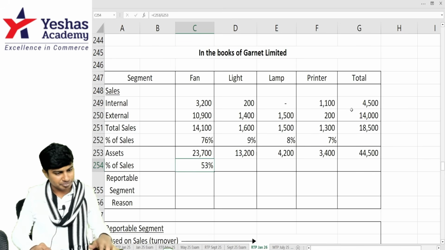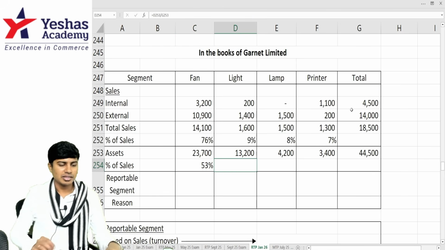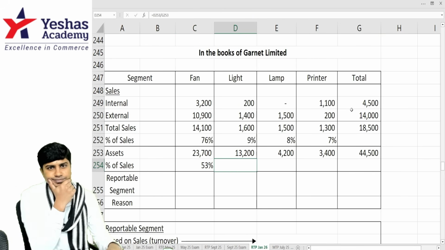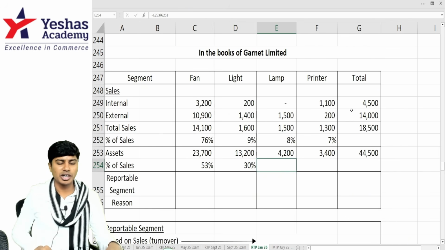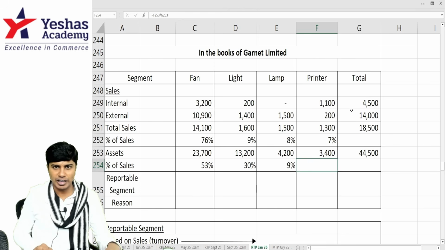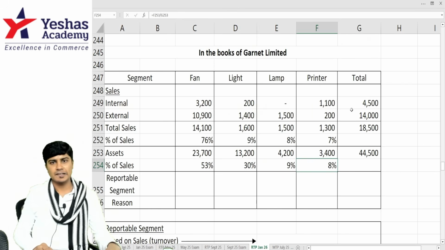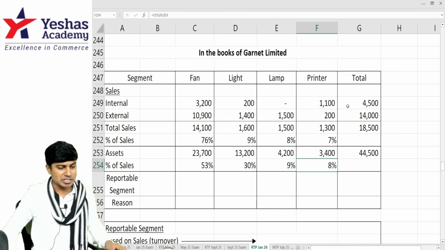23,700 by 44,500. 13,200 by 44,500: 30%. 4,200 by 44,500: 9%. 3,400 by 44,500: 8%. Now we can identify the reportable segments.